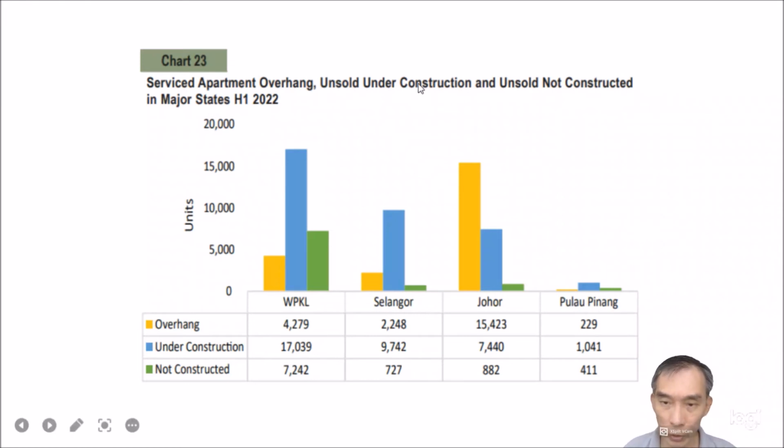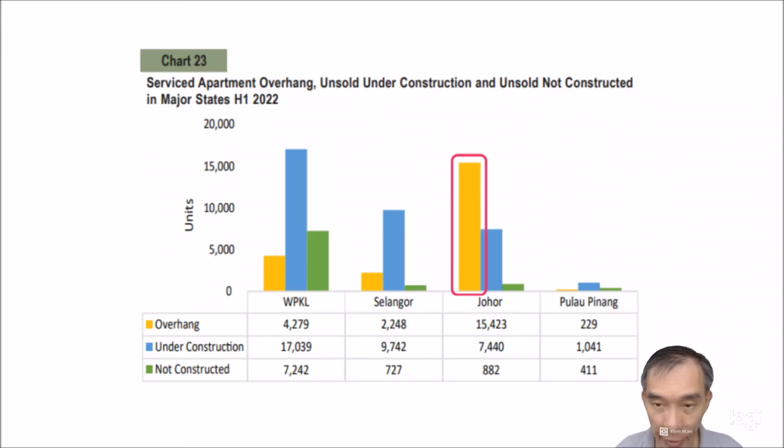So this could be due to, like in the case of Forest City, where they have a lot completed but then not able to clear to sell off, and that is probably a cross-national issue. So on the part of Johor, you can see that I have highlighted with the box. Very high overhang, lower undercon, and even lower unsold not constructed. So this means that there is a lot of project completed but no buyer. So that relates to what I said just now.